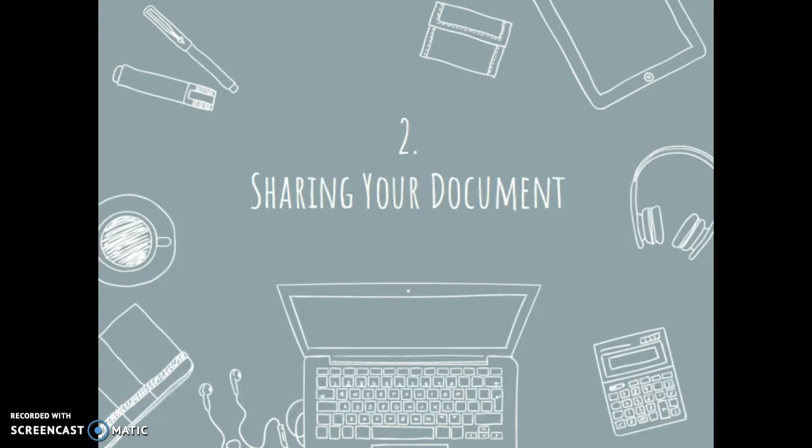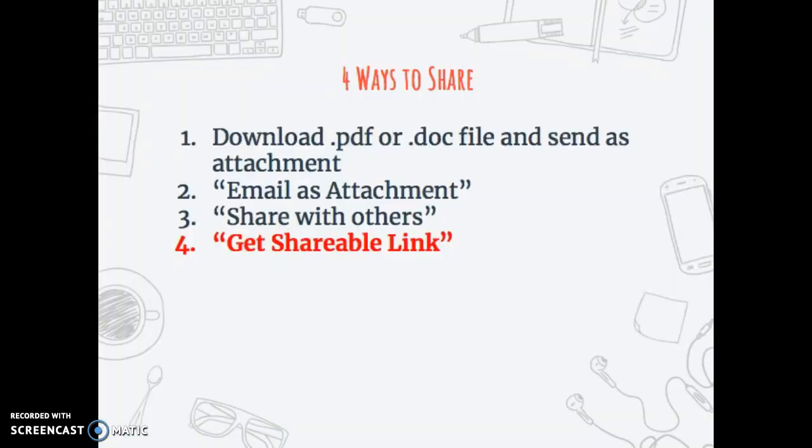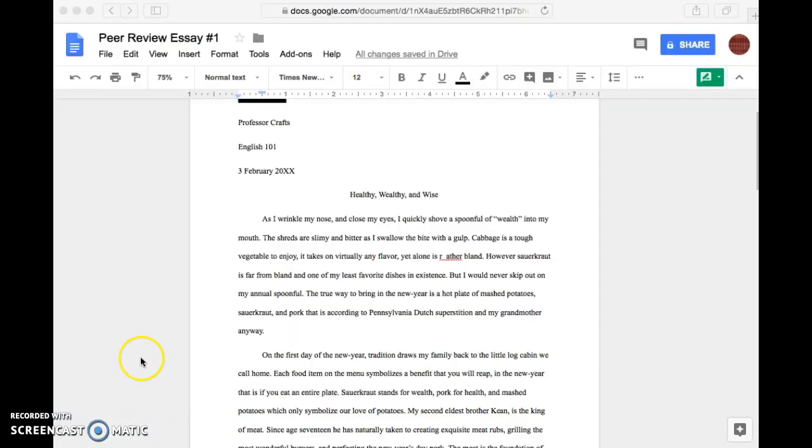So now that you know a little bit about the rules and guidelines for peer reviewing, it's time to talk about the technical aspects of it, how to actually do it. There are generally 4 ways that you can share your documents through Google Docs. You can download a PDF or a .doc and send it as an attachment, email as an attachment, share with others, or get a shareable link, which is what I recommend you do.